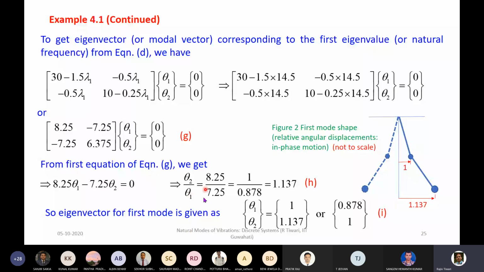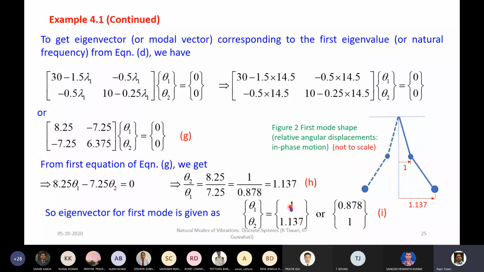So here I will put theta 1 and theta 2. If I put theta 1 equal to 1, theta 2 will be this. If I divide this 2 by this quantity, I can get this. So both are eigenvectors of the problem. The only thing is how I normalize.